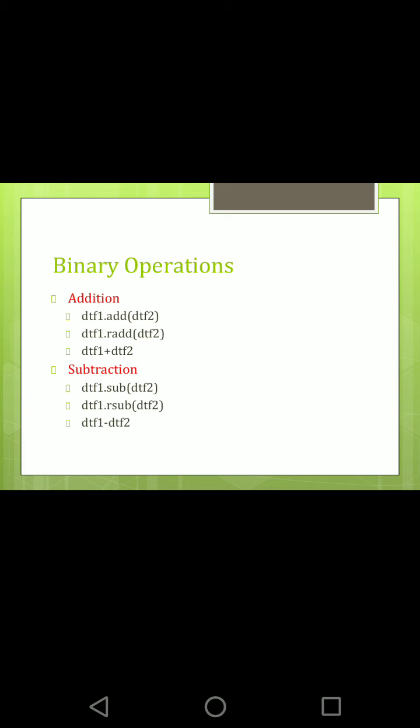Now, what are the binary operations? Binary operations are operations which take 2 values as their inputs. The binary operations are addition, subtraction, multiplication and division. To do these operations on the data frames, we have some functions as well as symbols. For addition, there is the dot add function and the dot radd function. Add function is normal addition, and dot radd is a reverse addition, which means that if I give DTF1.radd(DTF2), it means that DTF2 plus DTF1 is done. It is reversing the order of the operands.